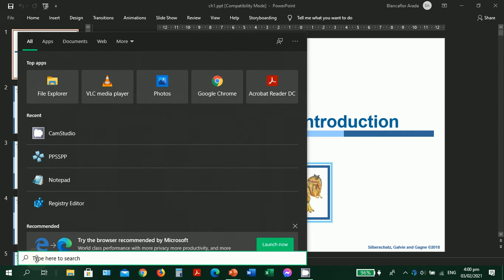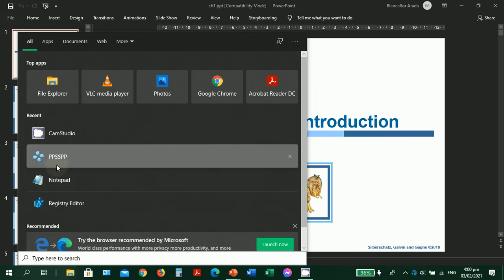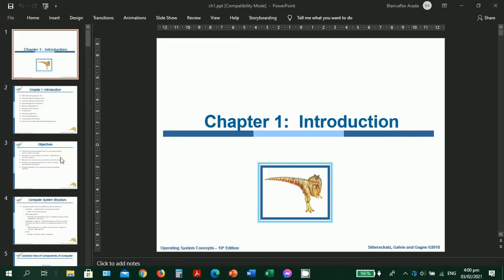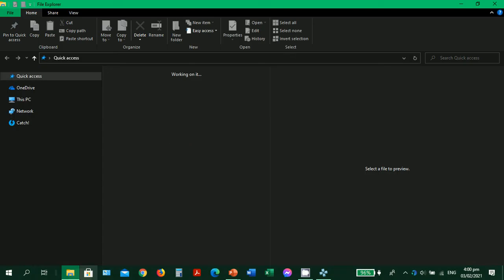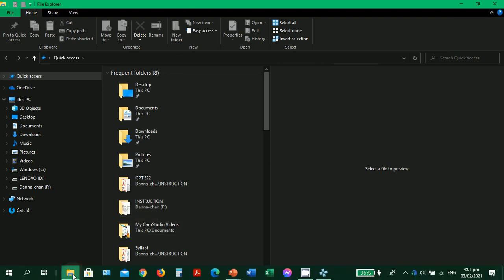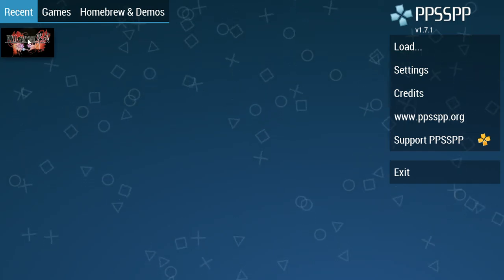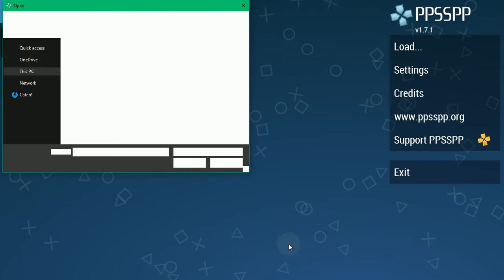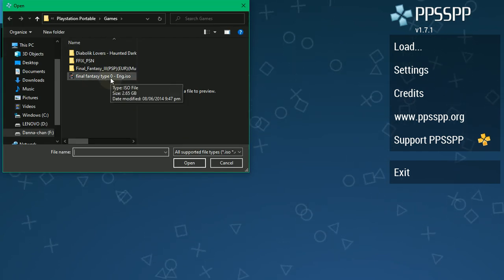Okay, so we have an example. Let's open a folder. Okay, let's wait. Okay, so I already have this in the recent. So we have this PPSSPP. Actually, this is a PlayStation Portable emulator. Okay, so we've already opened. So I have this recent game. This is an example. This is actually an ISO file.